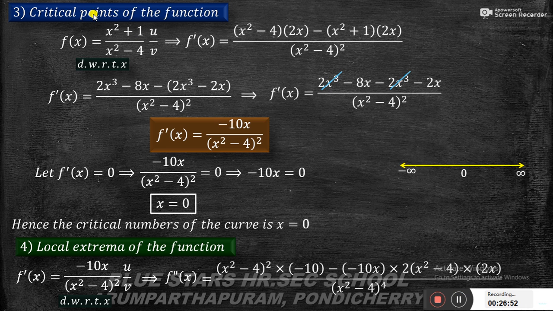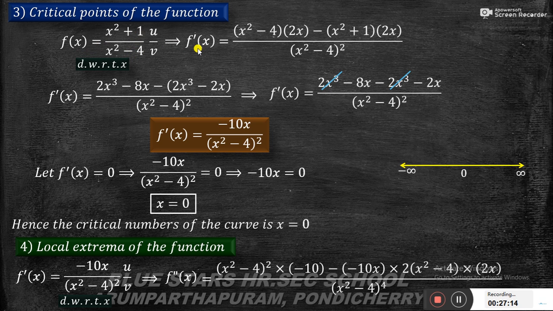So now we find out the critical points of the function. The condition is f dash of x equal to 0. First I consider the given function y equal to (x square plus 1) by (x square minus 4). Because y equals f of x, I substitute f of x equal to (x square plus 1) by (x square minus 4).